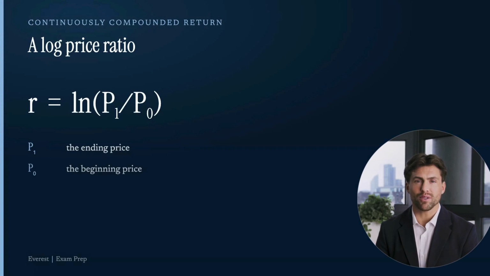Continuously compounded return has a specific formula. It's the natural log of the ending price divided by the beginning price. Why does the sum even make sense here? Because continuously compounded returns are just log price ratios, stacked end to end, today over yesterday, yesterday over the day before, and logs of ratios add. So the return from day 1 to day 10 is nothing more than 10 daily returns, laid end to end.